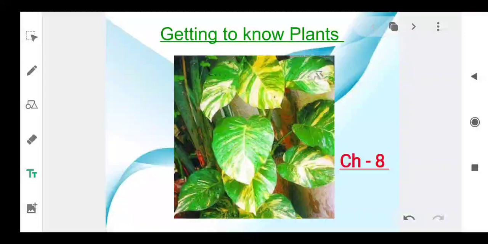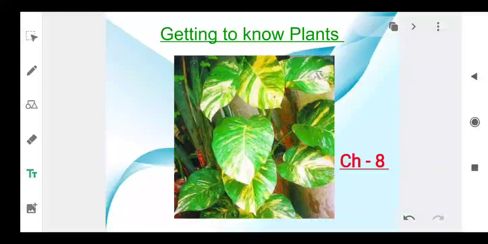In this chapter what will we learn? We will learn the different kinds of plants: herbs, shrubs and trees. From where does a plant come, germination of seeds, and the structure and function of various parts of a plant: stem, leaves, roots, parts of a flower, structure of the flower and different kinds of flowers.